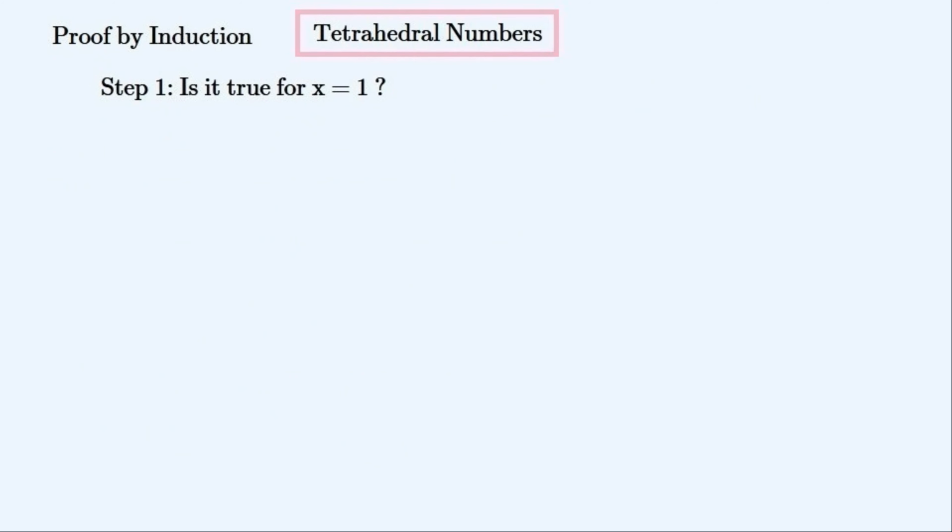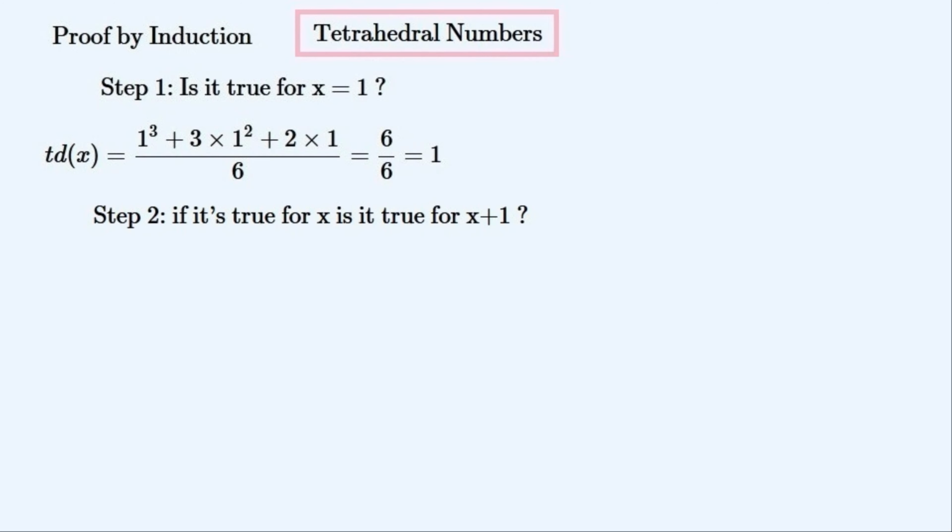We can also prove that this equation is correct using mathematical induction. The first step is to prove it true for the first number, which is 1 in this case. And then we can very quickly show that this formula is correct for x is equal to 1. Now we have to prove it true for the next number, if it is true for the present number, by assuming it is true for x and proving it true for x plus 1. We'll start off with this equation, which gives us the next tetrahedral number in terms of the previous tetrahedral number.